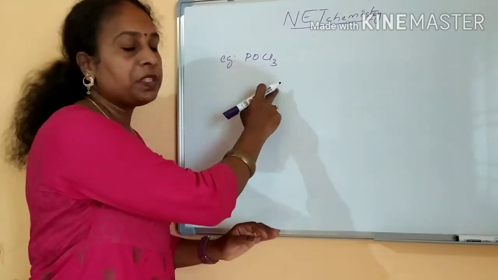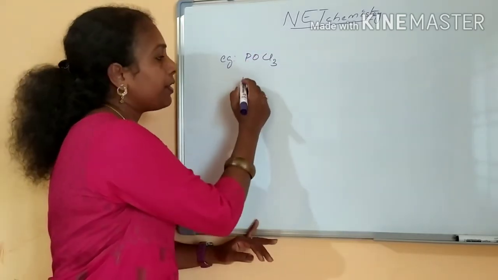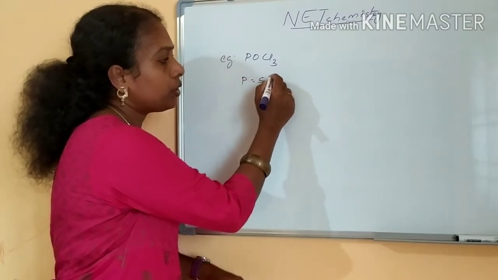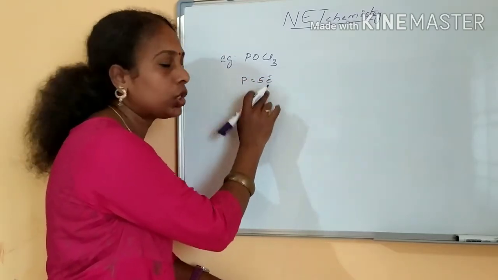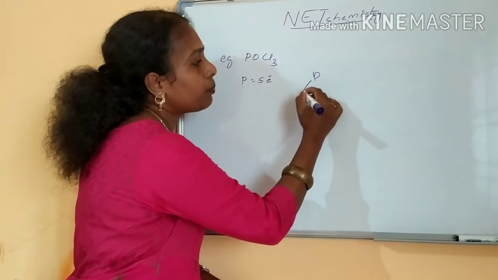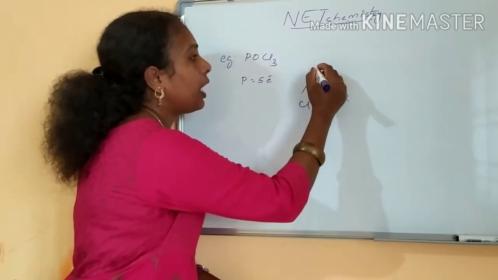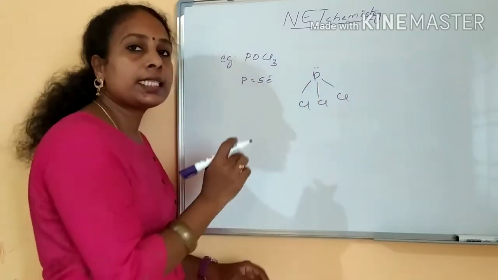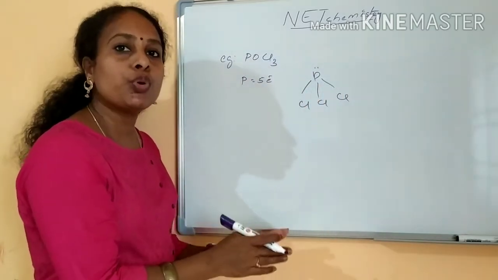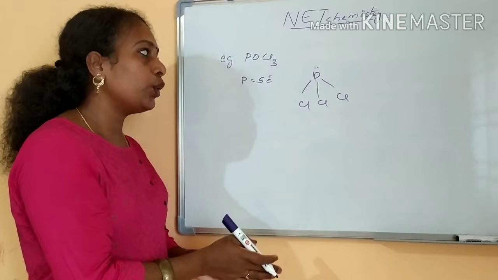We will take POCl3. Phosphorus is having 5 electrons, right? 5 electron system, outer electrons, 5 electrons are there. 3 are bonded with the chlorine atoms, and 1 lone pair is there. This is the condition of a pyramidal shape molecule belonging to the point group C3V, we know.